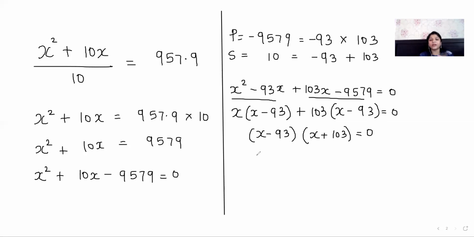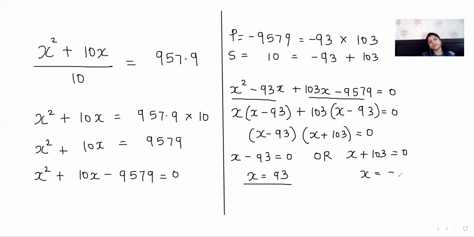Once we get this step, bracket into bracket equal to 0, our next step is either the first bracket is equal to 0 or the second bracket is equal to 0. Minus 93 will shift to that side, it will become plus 93. And plus 103 will shift to that side, the sign will change, it will be minus 103, our final answer. So hence we got two values for the quadratic equation in x, that is 93 and minus 103.